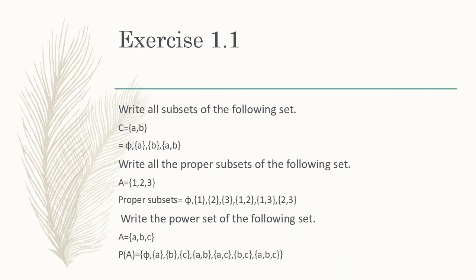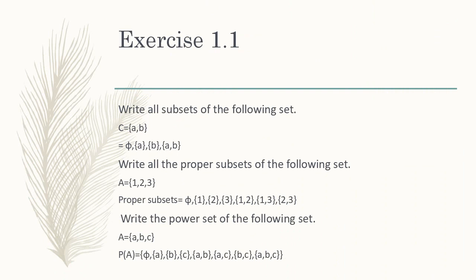Next, exercise 1.1: write all the subsets of the following set. C is equal to {A, B}. In curly brackets we can see the set. The subsets of {A, B} are: the empty set, which we can also write as blank curly brackets, {A}, {B}, and {A, B}.